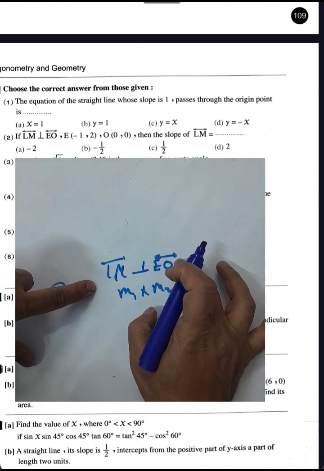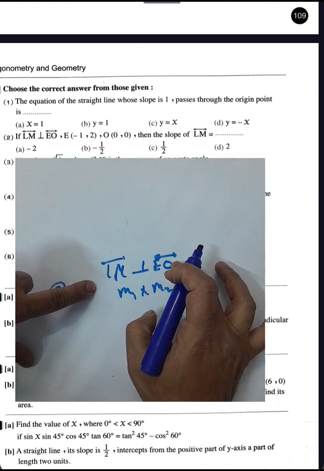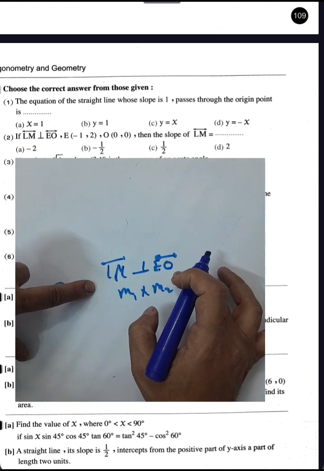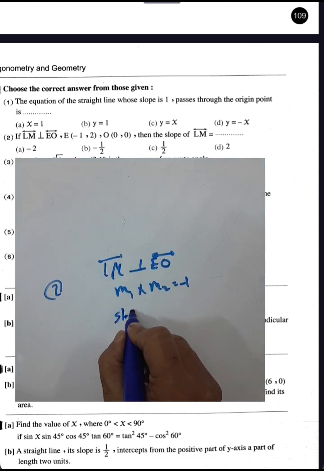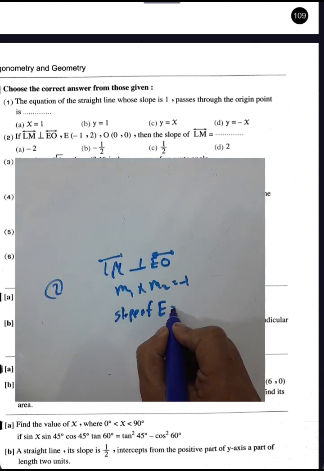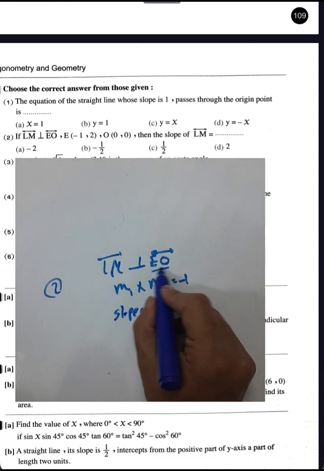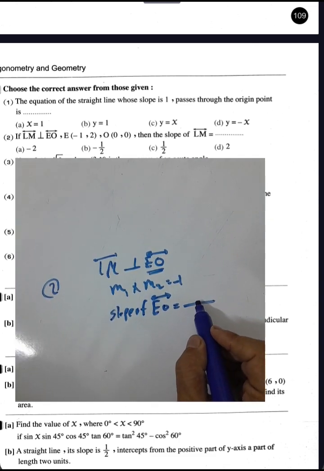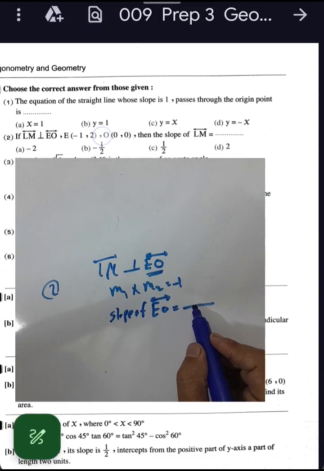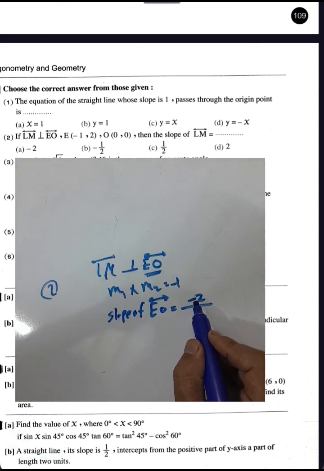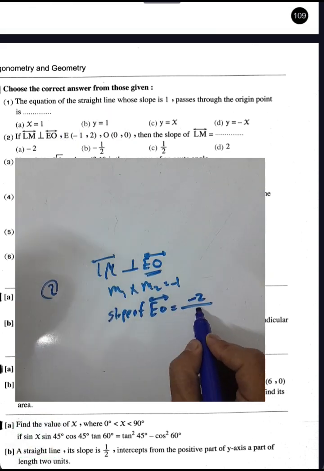He gives us points E and O. You can find the slope of EO. We have E and O: 0 minus 2, negative 2, over 0 minus negative 1, which is 1. The result will be negative 2.